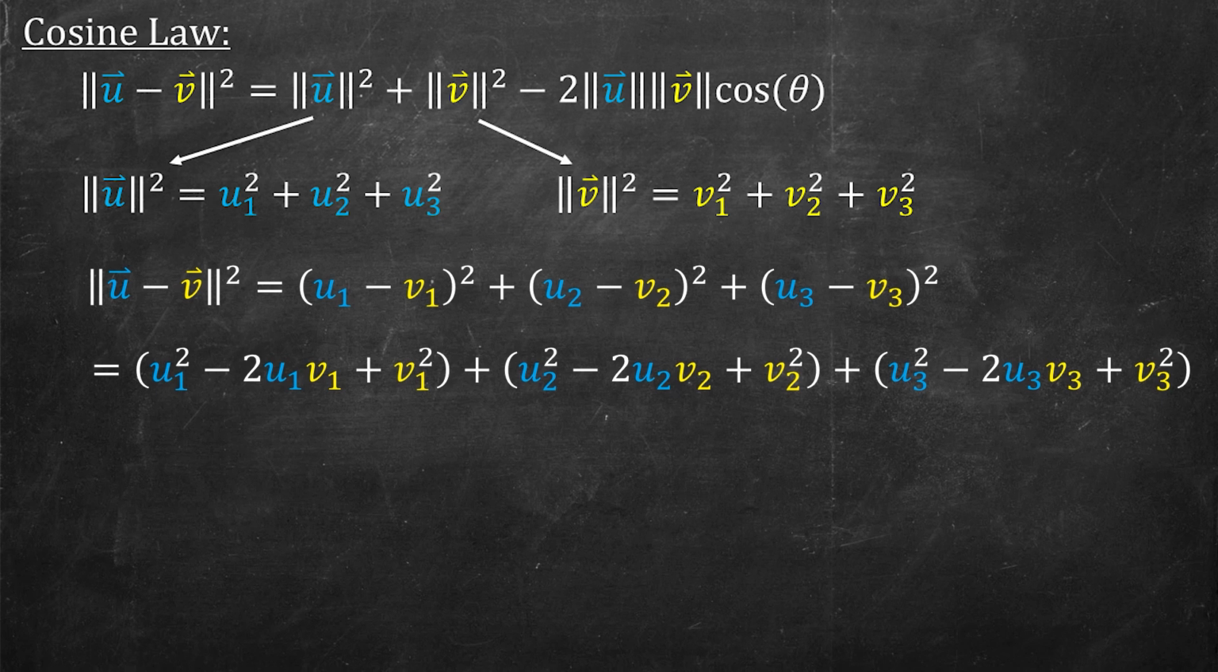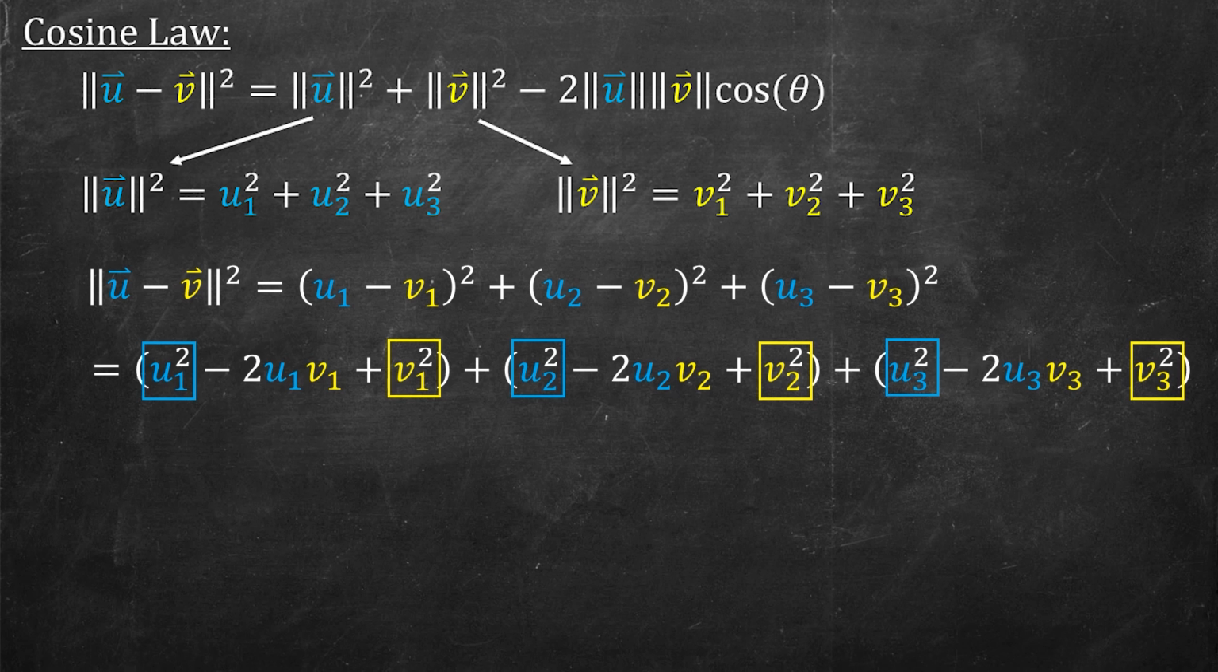Now, what I want to note is, if I look all the way at that top line of the cosine law, many of the things that I've got now where I'm expanding the left-hand side appear on, in fact, the right-hand side of our cosine law as well. Indeed, if I focus on the u1 squared, u2 squared, and u3 squared in my expansion, that's nothing but the length of u squared. Likewise, the v1 squared, v2 squared, and v3 squared in my expansion is nothing but the length of v squared.